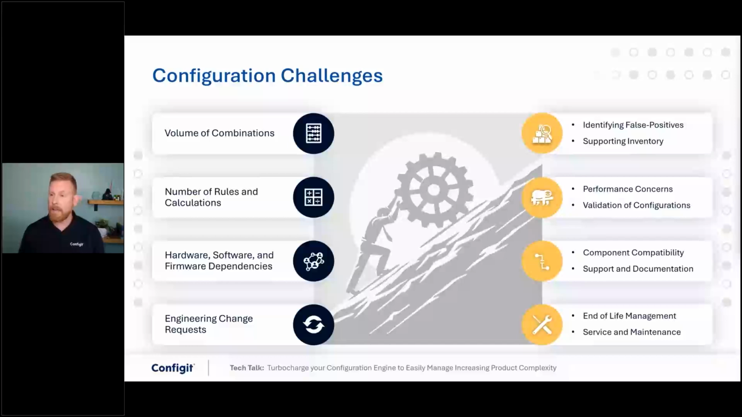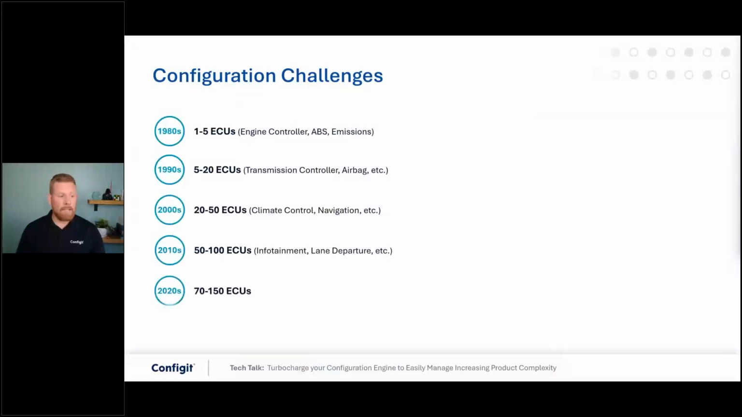So let's take a look at one particular example. Inside of automobiles, there's something called an ECU, or an electronic control unit. Now in the 80s, this was relatively simple. We had roughly 1 to 5 engine controllers, anti-lock braking systems, emissions. It was pretty simple. But then we started to incur this exponential increase in the number of ECUs we found in our cars, whereas today we have upwards of 150 plus ECUs.